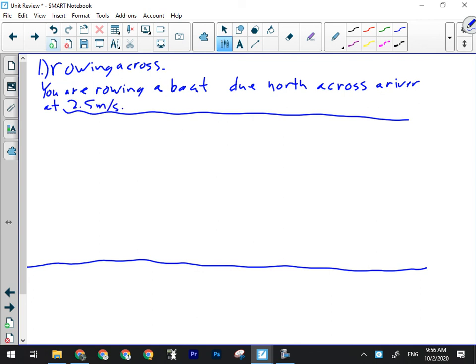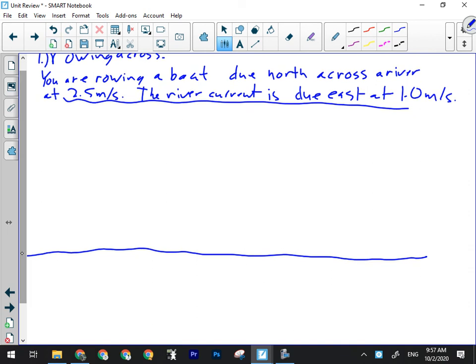Okay, so you're rowing a boat due north across a river at 2.5 meters per second. The river current is due east at 1.0 meters per second. In the question it says you are rowing this way. It doesn't say you are going this way or that you want to go this way. It says you are rowing this way. That's a rowing across question. The rest of the question might ask something like this.